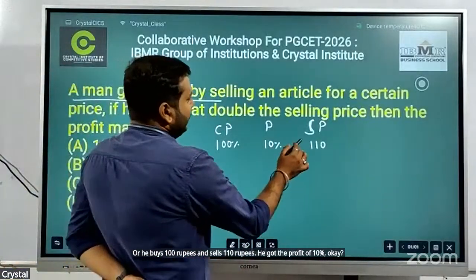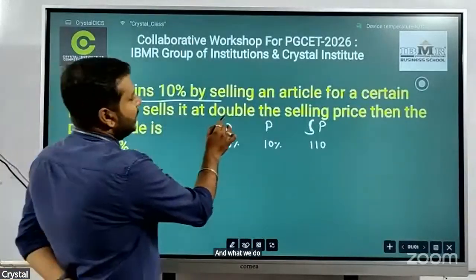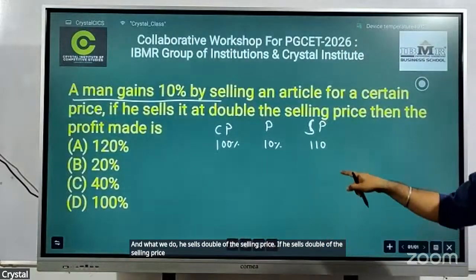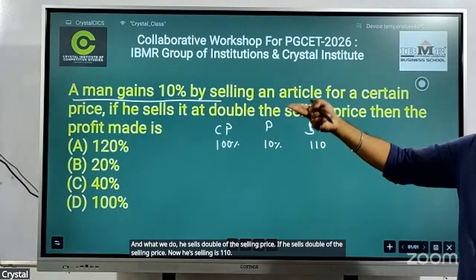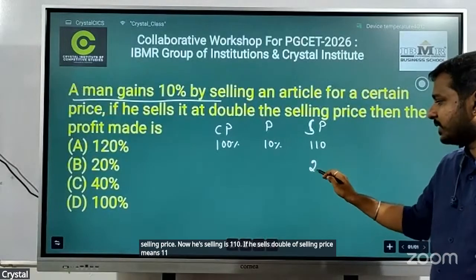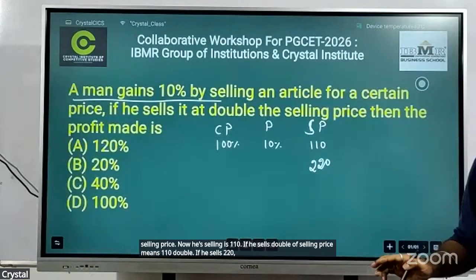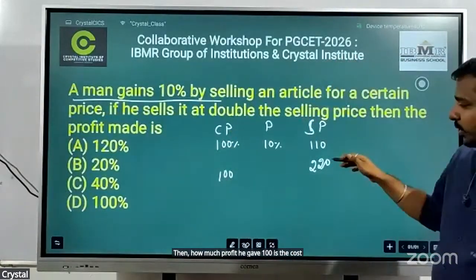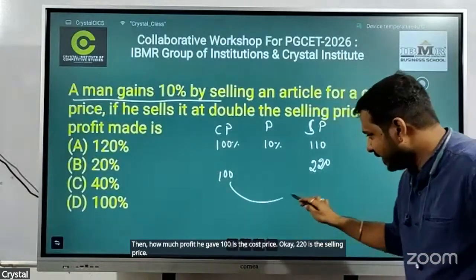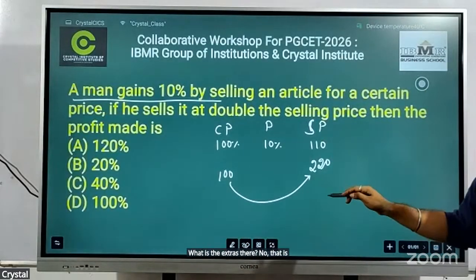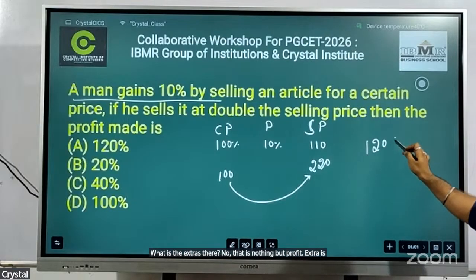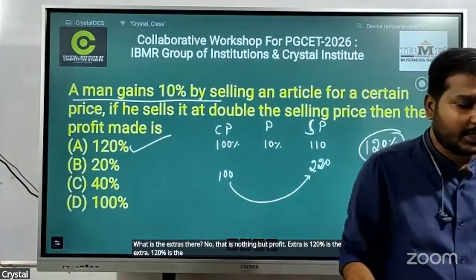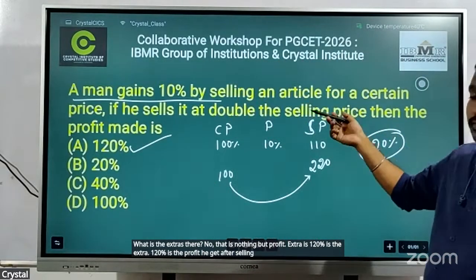Now he sells at double the selling price. Now his selling price is 110, and if he sells at double, 220, then how much profit does he get? 100 rupees is the cost price, 220 is the selling price. What is the extra? That extra is nothing but profit. The extra is 120%. 120% is the profit he gets after selling at double the selling price.